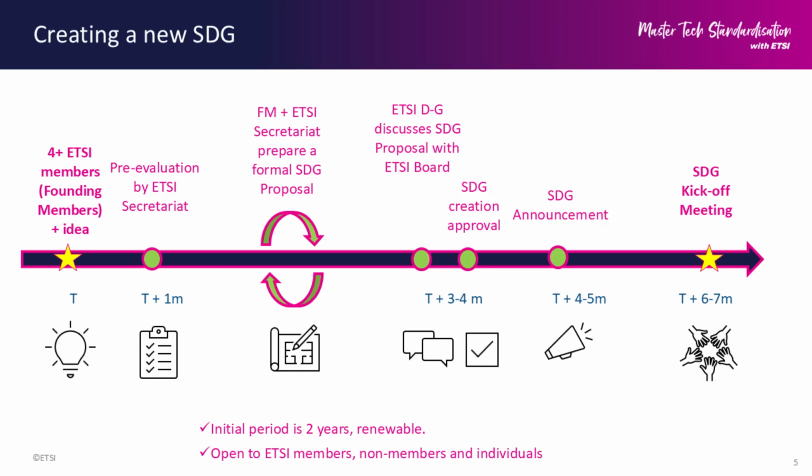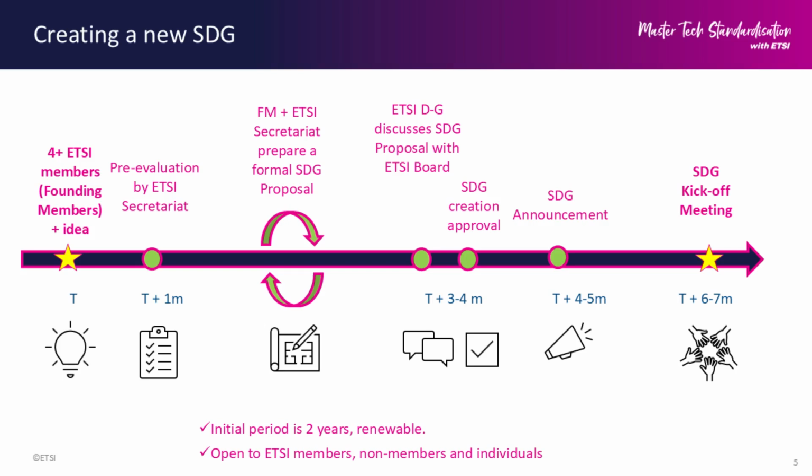The ETSI Director General then consults with the board. If everyone is happy, the DG will approve the proposal and the SDG is created. The whole process only takes a few months. Once the SDG is approved, it is announced on the various ETSI channels and a kick-off meeting is arranged. This is chaired by a convener. The group will elect its leadership group, the chair and vice chairs, appoint a technical steering committee and approve their detailed working procedures at the first meeting.